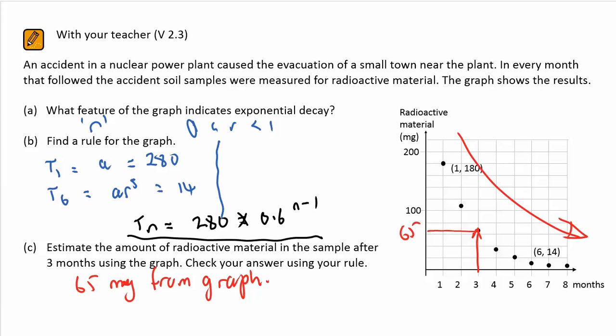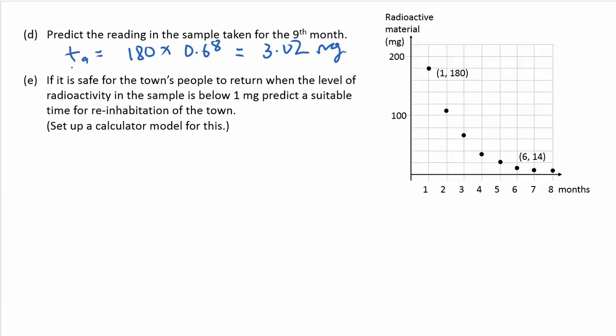If I was to use the equation, putting that through, 64.8 milligrams. So not bad, I was pretty close to the estimation from the graph. Continuing that through for part D, 180 times 0.6 to the 8 is equal to 3.02 milligrams.